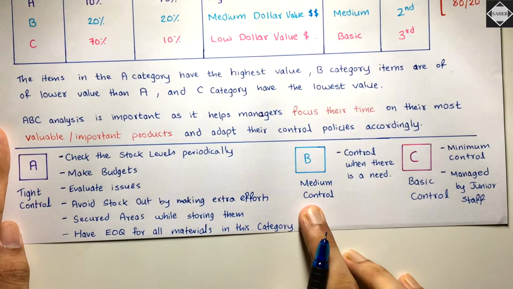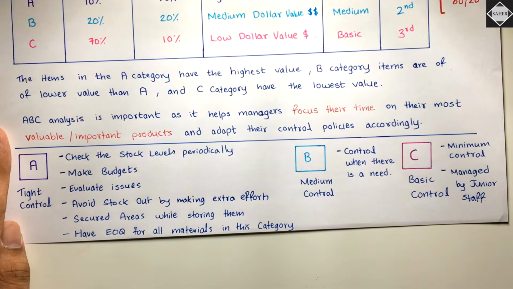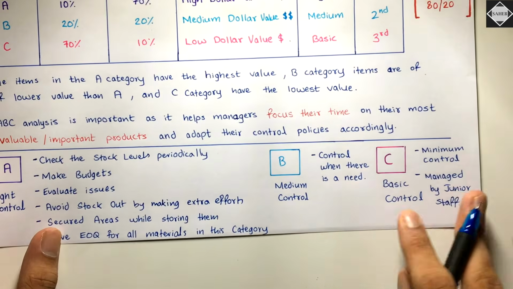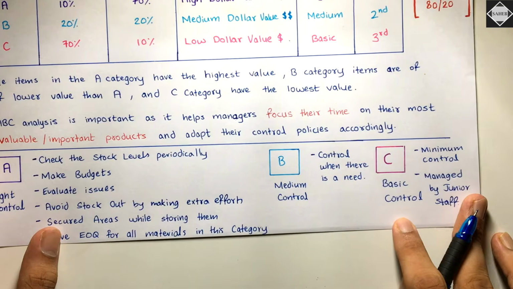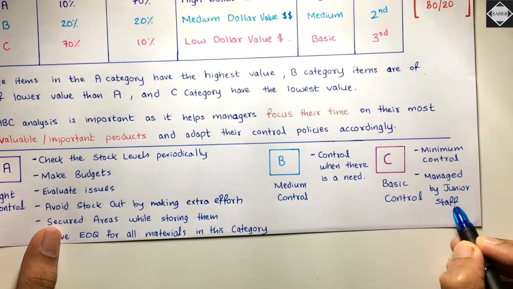And then medium control you will place on the B category items, because here you will control them only when there is a need. On a need basis you will go over here. And then in C, there will be very basic or no control at all. Minimum control will be there. This will be managed by junior staff.